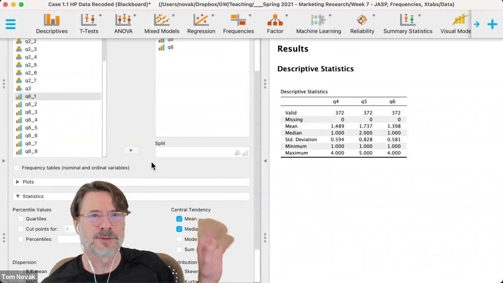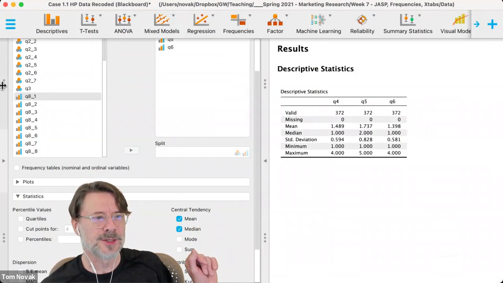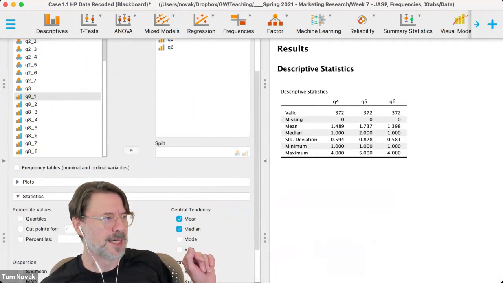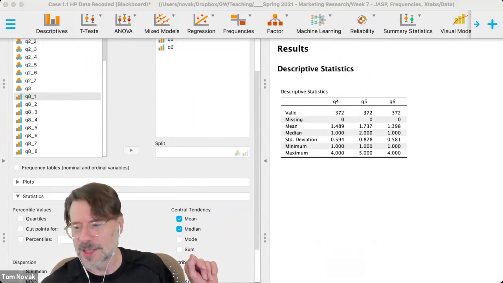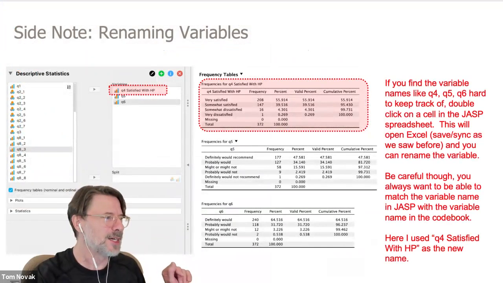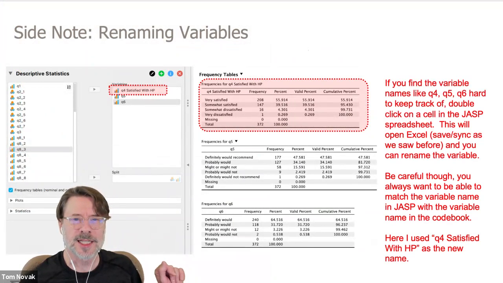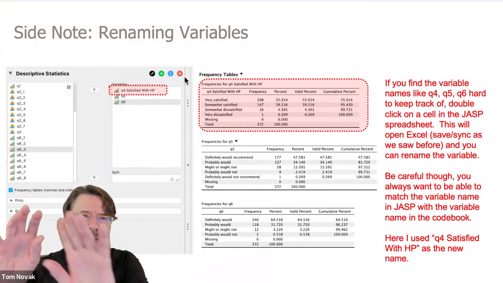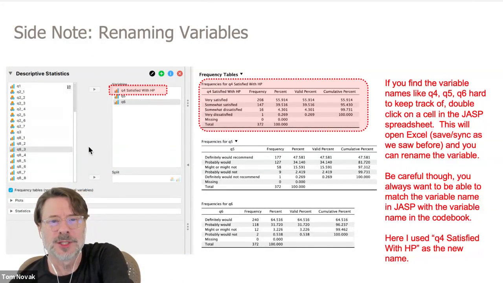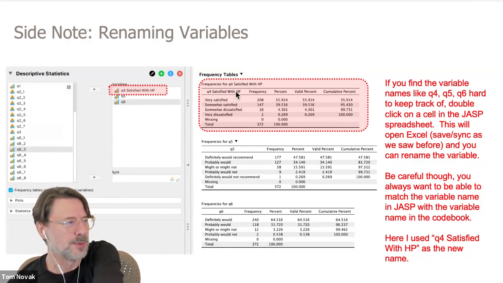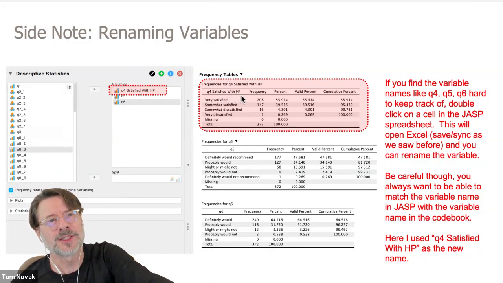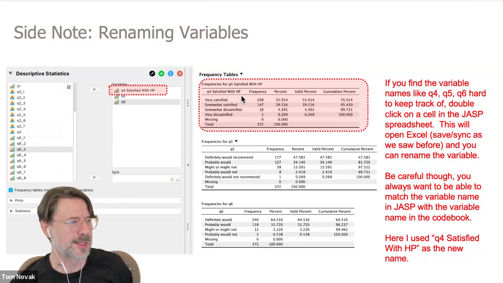spreadsheet and the results. And the other thing you can do is slide this over like that too, so you can see part of each. But if I went back into my spreadsheet just to illustrate this, and I thought, well, I don't remember what Q4 is, I want to say Q4 satisfied with HP. If you make that change in Excel, save it, it syncs back to JASP, and when you run your analyses, you'll have a nicer variable name, Q4 satisfied with HP. So that's up to you. If you want to change things so it's clear for your purposes, you can do that.